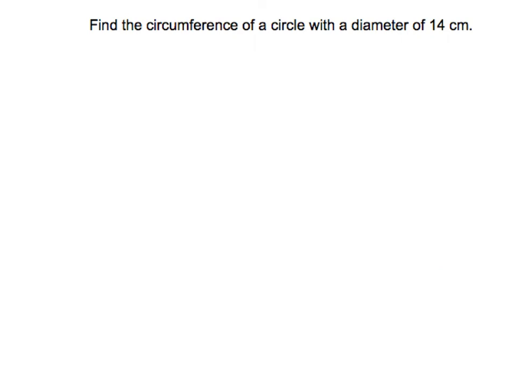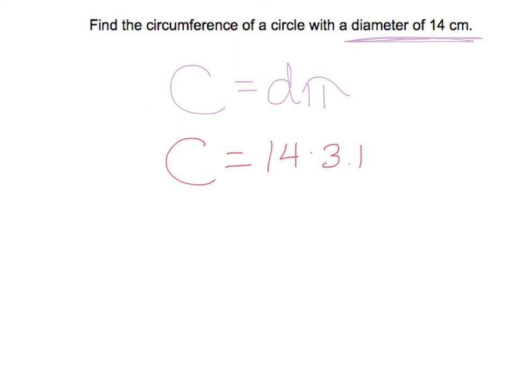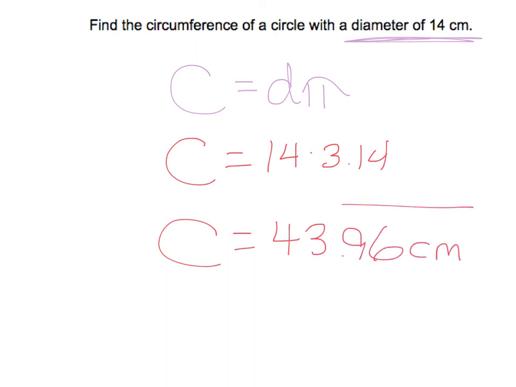For our last one here, we have to find a circumference with a diameter of 14. So that's easy because circumference equals d pi. So that would be just 14 times 3.14, which you can use your calculator, comes out to be 43.96 centimeters.